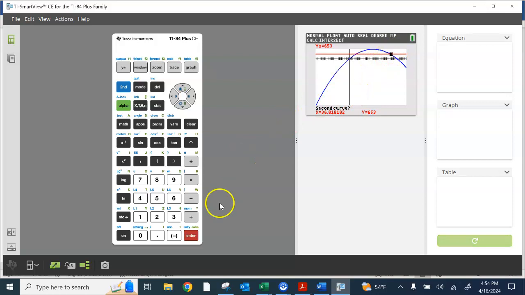Now, what do we do next? We hit enter again. And now when it finally says guess, we're going to click on enter. And the point of intersection is right there. So you want to make sure that you see guess question mark. And then you finally see this thing that says intersection. It's at 36 seconds. It's at 653 feet.